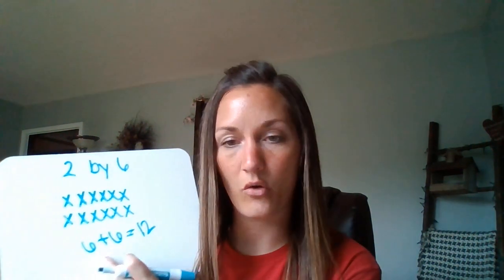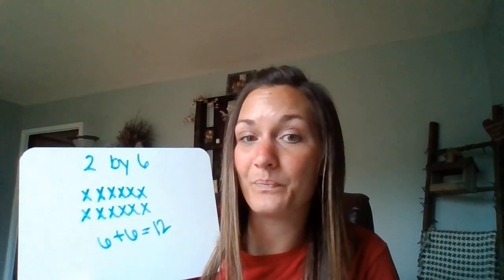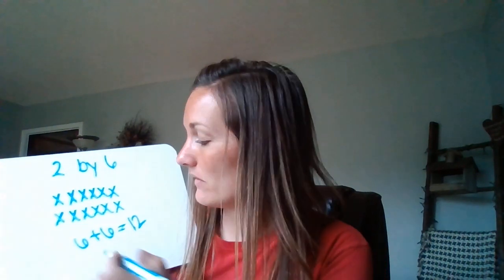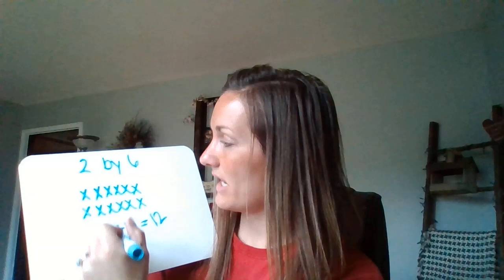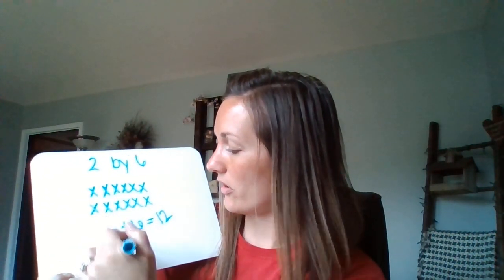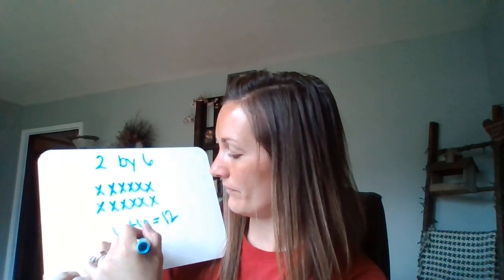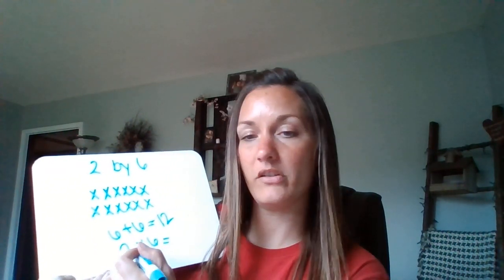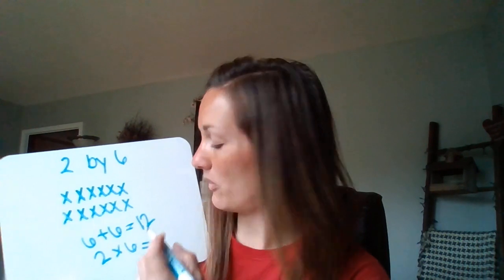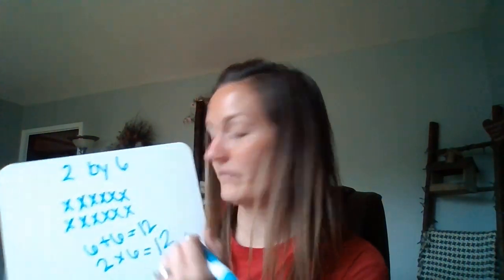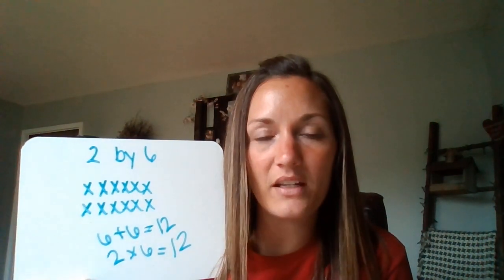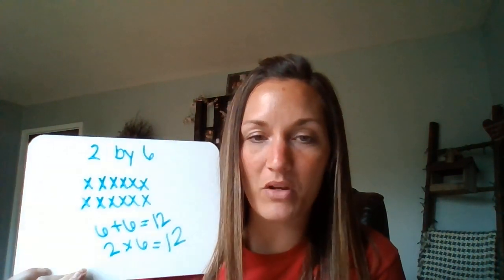And that equals 12. Do you notice that these are always doubles facts? So multiplying by 2 is going to be your doubles fact. Now let's get our multiplication one. We still have 2 rows, and we still have 6 in each row. So 2 times 6 equals, you know it, 12.